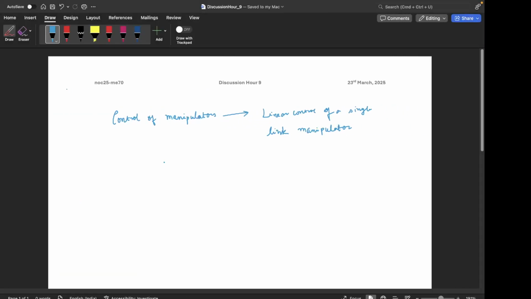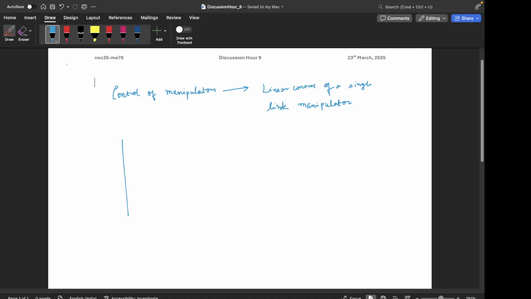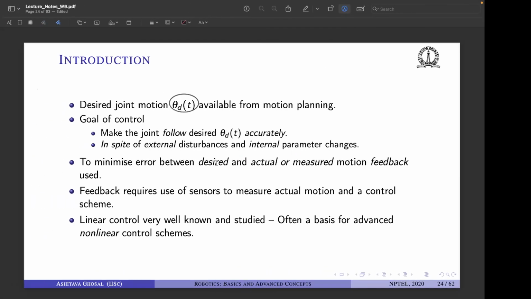Okay, so let's draw it here only. I'll keep referring back and forth between the lecture slide and the notebook. So we have this single link, right? And this is theta t, and we have the desired trajectory theta d t. Let's say the plot of desired trajectory looks something like this, right? So let's say this is the desired trajectory, and we want to provide inputs to this system such that the link follows the desired trajectory as closely as possible.